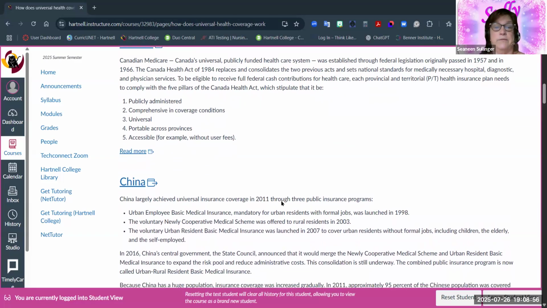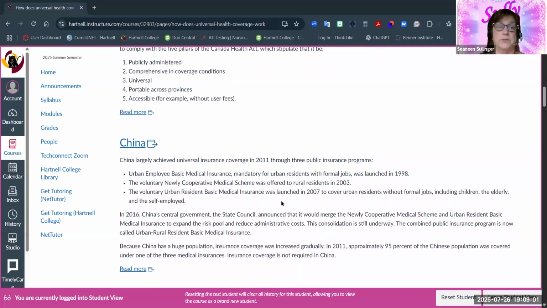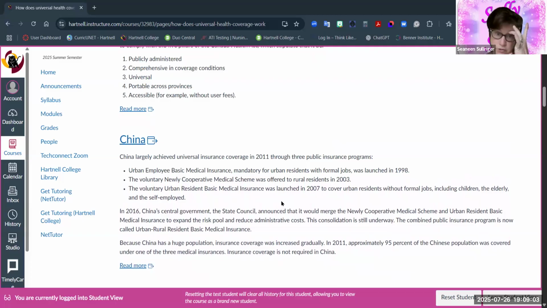China, universal coverage in 2011 through 3 public insurance programs. So they came up with some new types of insurance programs.